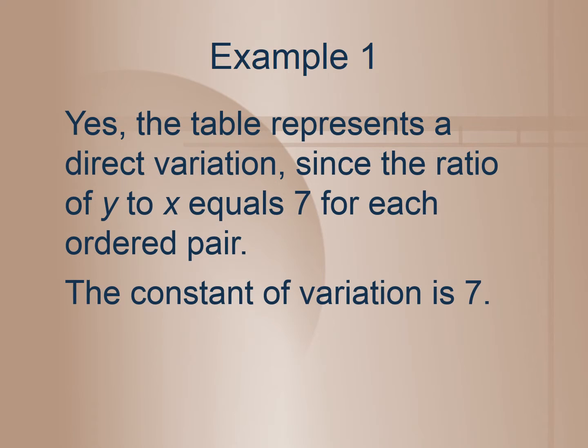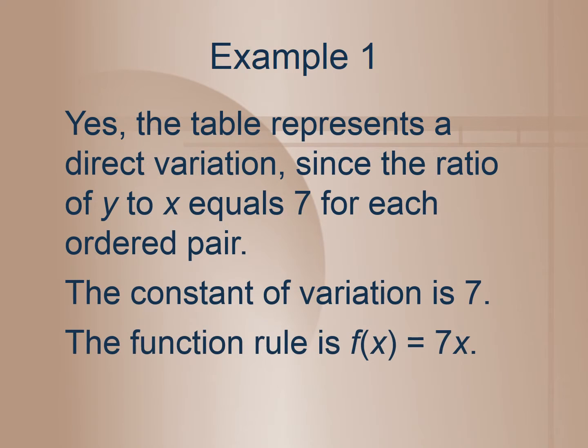And since we know what our k value is, we can write our function rule. Because remember, the function rule of a direct variation is y equals k times x. Since we know our k is 7, that means our function rule would be y equals 7x, or f of x equals 7x.